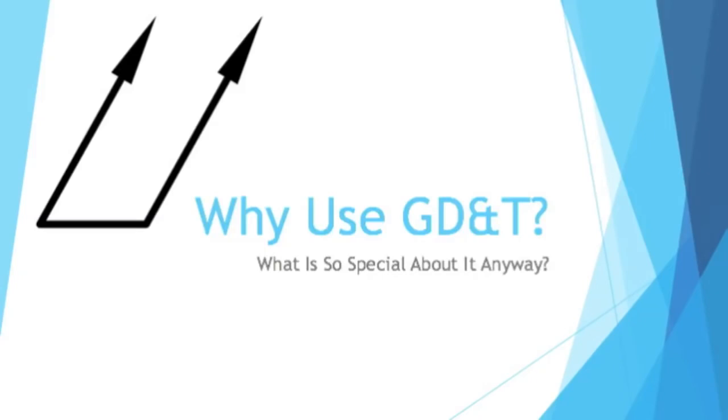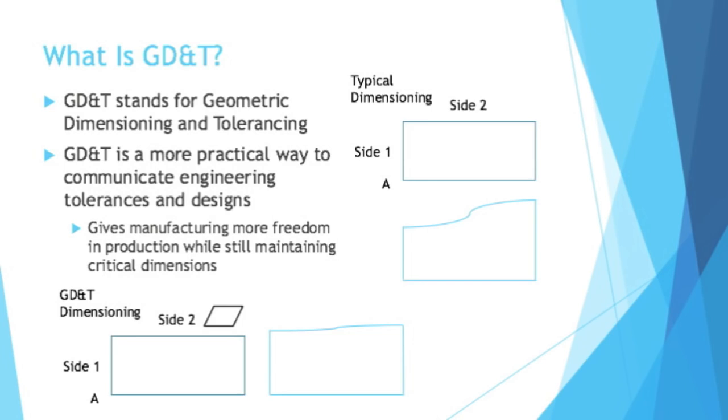Why use GD&T? What is so special about it anyway? First off, what is GD&T? Well, GD&T stands for Geometric Dimensioning and Tolerancing. Basically, GD&T is a more practical way to communicate engineering tolerances and designs. It gives manufacturing more freedom in production while still maintaining critical dimensions.